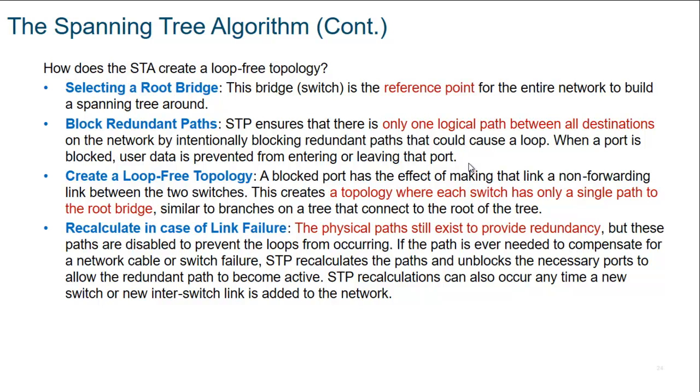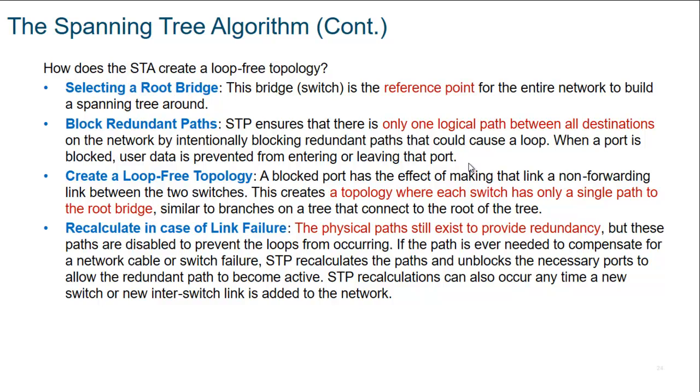The root bridge, or the switch, is the reference point for the entire network to build a spanning tree around. After it has the root bridge, it will now block redundant paths. STP ensures that there is only one logical path between all destinations on the network by intentionally blocking redundant paths that could cause a loop. When a port is blocked, user data is prevented from entering or leaving that port.